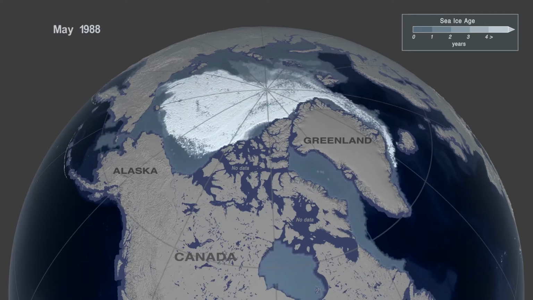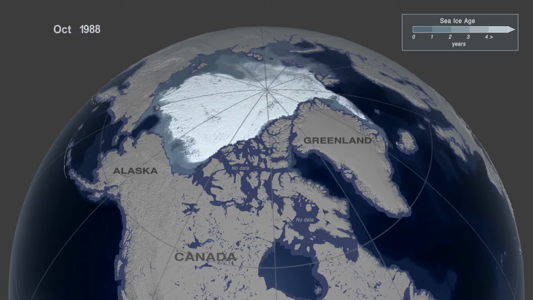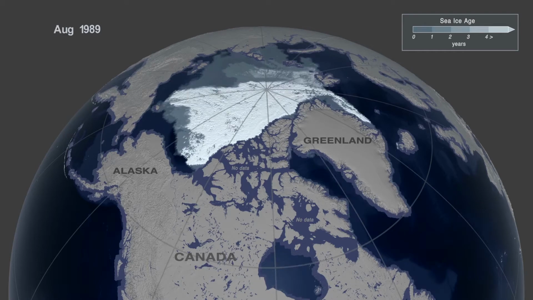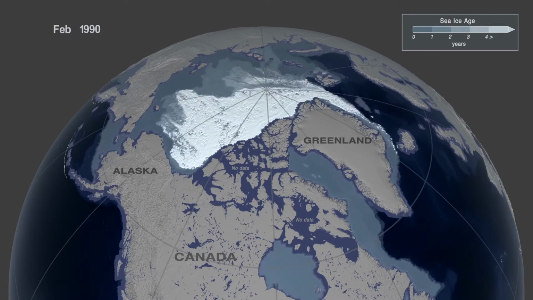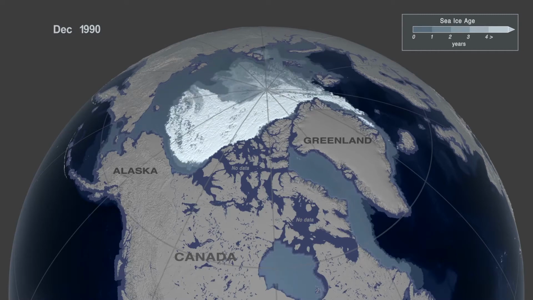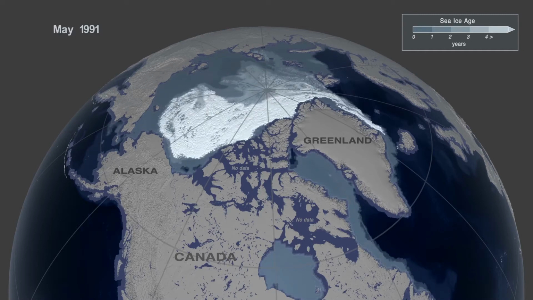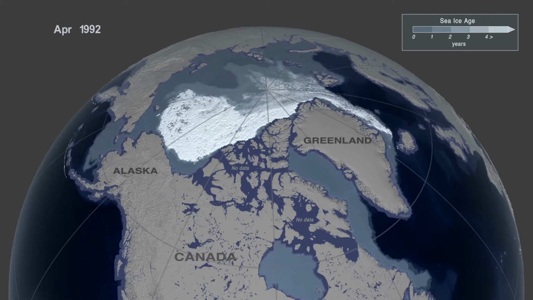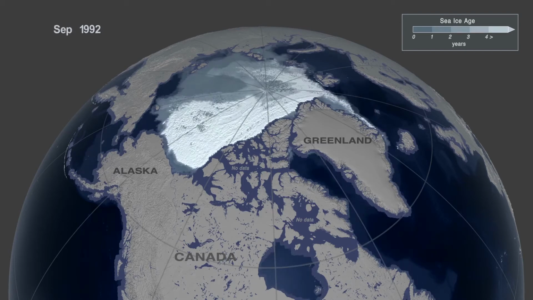What you see in this animation is the ice pulsing out and in with the seasons. In winter, the ice grows out and expands outward. In summer, it contracts inward as it melts. You see the whiter ice, which is the older ice, moving around the Arctic, being pushed around by winds and currents that move the ice.